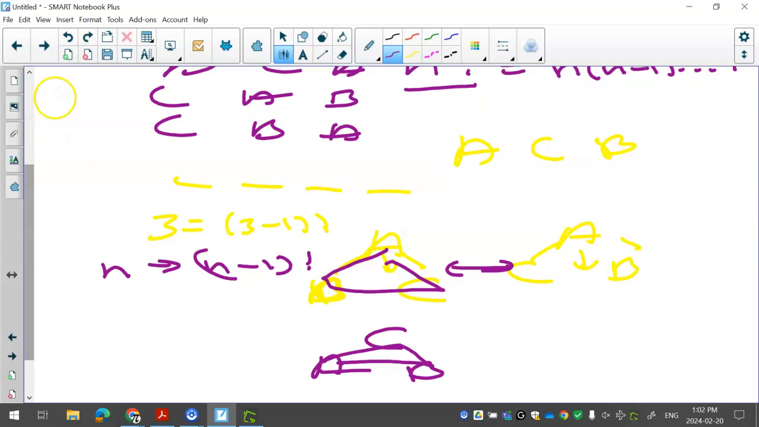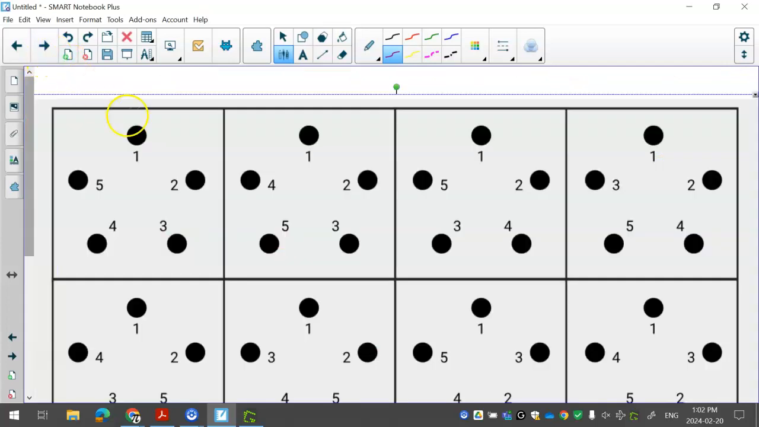The answer that they have here, they've gone through and shown all the different ways to do 5 elements. And I'm saying that the answer is 4 factorial. Their answer is a little bit different because what they're saying is that this is different than this. And I understand why they're saying that. 1 is beside 2, which is beside 3, which is beside 4, which is beside 5, which is beside 1. And it's the same thing here. But is that the same thing? Yes or no? I guess that depends on the context of the question.